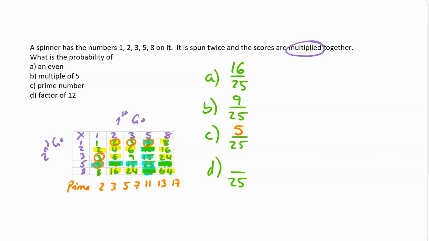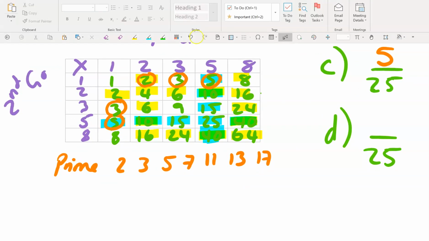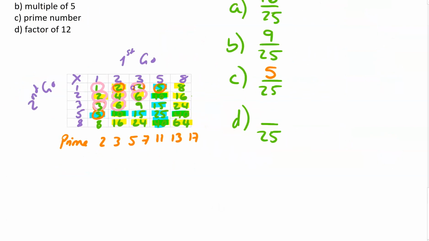And then factors of 12. Numbers you can divide 12 by. Let's get another colour. I'm going to go pink this time. So I can divide by 1, by 2, by 3. I can do 12 divided by 4, 12 divided by 6. That is it. So I have circled 1, 2, 3, 4, 5, 6, 7, 8, 8.